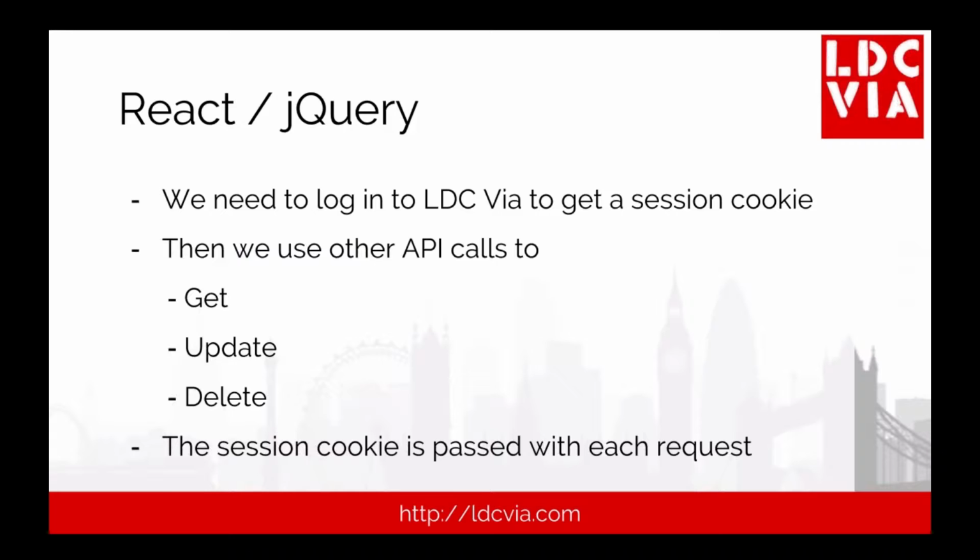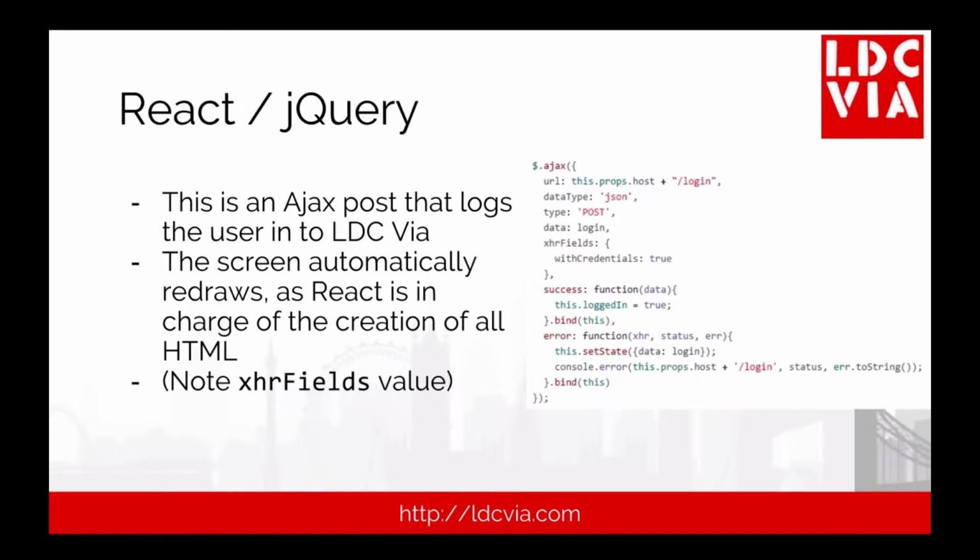So that is, we pass a username and password to LDC Via. The server says, yep, that's valid, and it returns a session cookie that the browser can then pass with every future request to go and get data or submit data back to the server. And then we're going to use other API calls to get data, and we're going to update data, and we also are able to delete data as well. And each time we do any of those operations, that session cookie is going to get passed with the request.